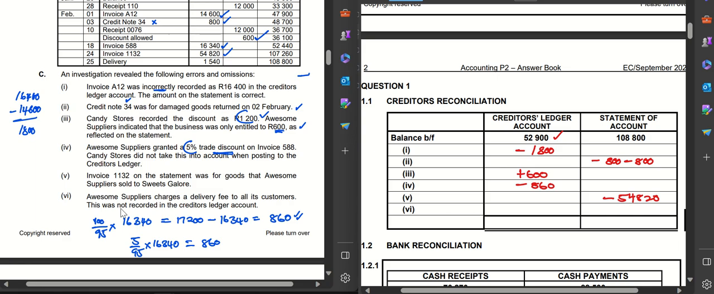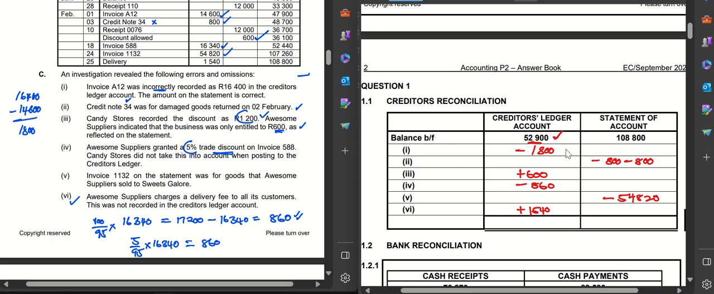Then the last transaction reads, Awesome Suppliers, that is them, charges a delivery fee to all its customers. This was not recorded in the creditors ledger at all. So we did not record that transport fee. So we're going to come here, then we're going to add it, plus 1,540. So this transport fee, we would treat it the same way we would have treated your interest. That is an amount that was not recorded at all. So we're going to take our calculator, we're going to add. Remember to add this 52.9.